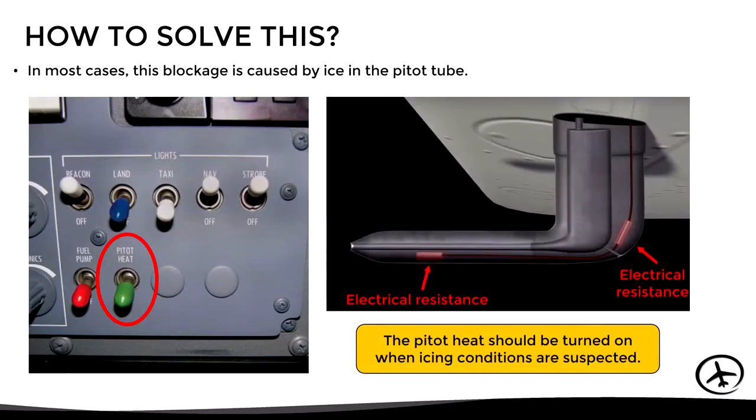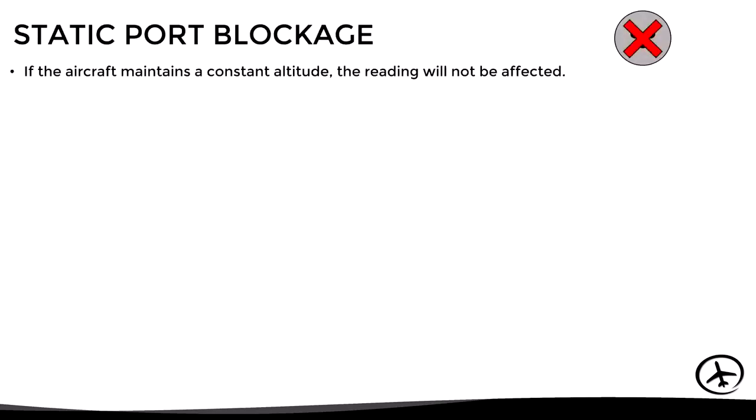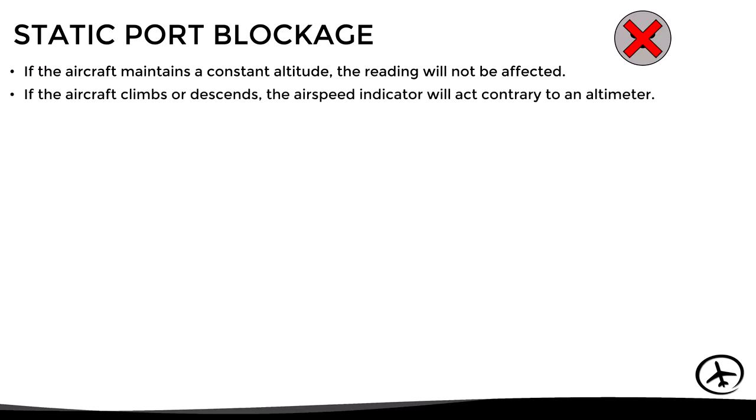So far, we have already seen what happens when the pitot tube gets blocked. Let's see now how the instrument reacts to a static port blockage. In this case, as long as the aircraft maintains a constant altitude, the airspeed reading will not be affected. However, if the aircraft climbs or descends, the airspeed indicator will act contrary to an altimeter.